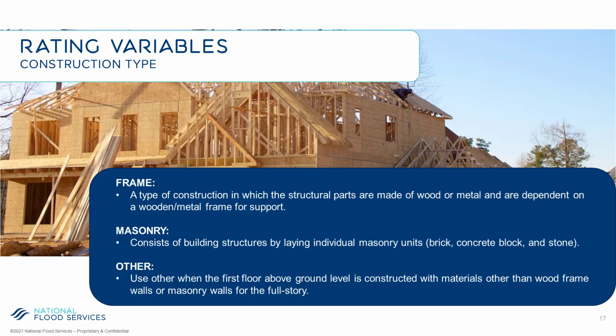The first floor above ground level, whatever the construction type is, is what you would choose. So if it is other than your wood frame walls or your masonry walls for the full first story, then you would select other. Frame or masonry will be your main options, but you can choose other if it is built out of anything else.